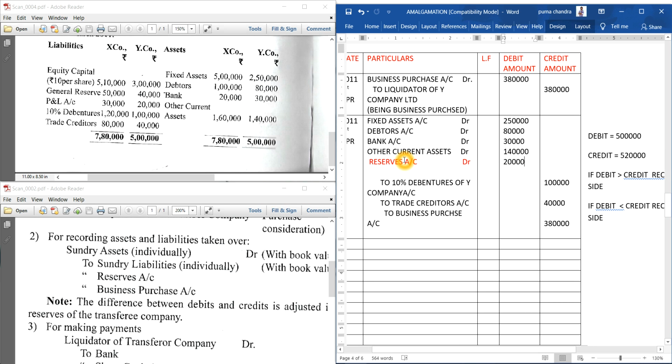Very, very important. Now look at the total entry. This entry is very important. Fixed assets account debit, debtors, bank, other current assets. This we know. Next, liabilities, 10% debentures and trade creditors. This we know. Business purchase we know.